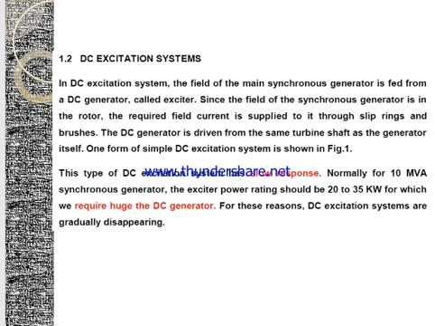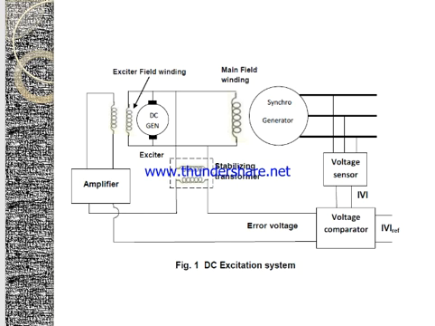Normally for a 10 MVA alternator, the exciter power rating should be 20 to 35 kilowatts, for which we require a huge DC generator. For these reasons, DC excitation systems are gradually disappearing. They are being replaced by the next types of excitation systems. Here we can see the excitation system where we have the exciter field winding in parallel to the DC generator armature.